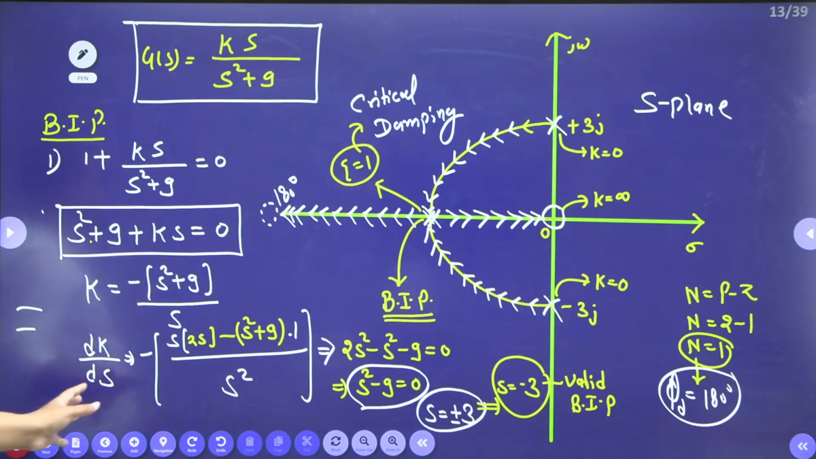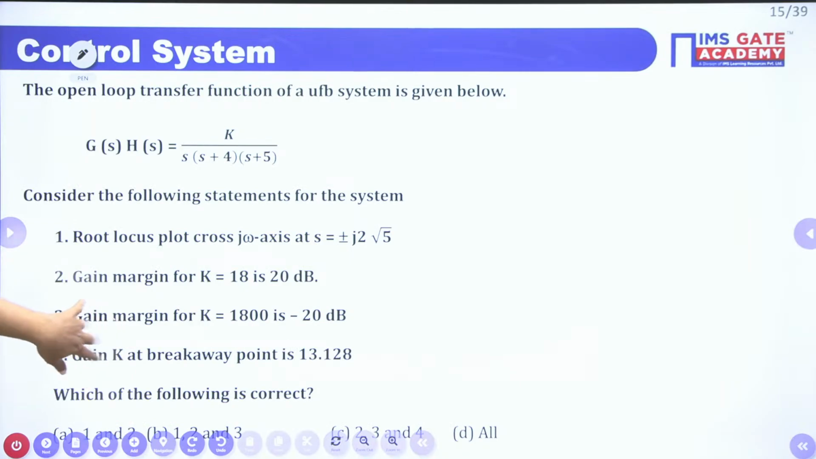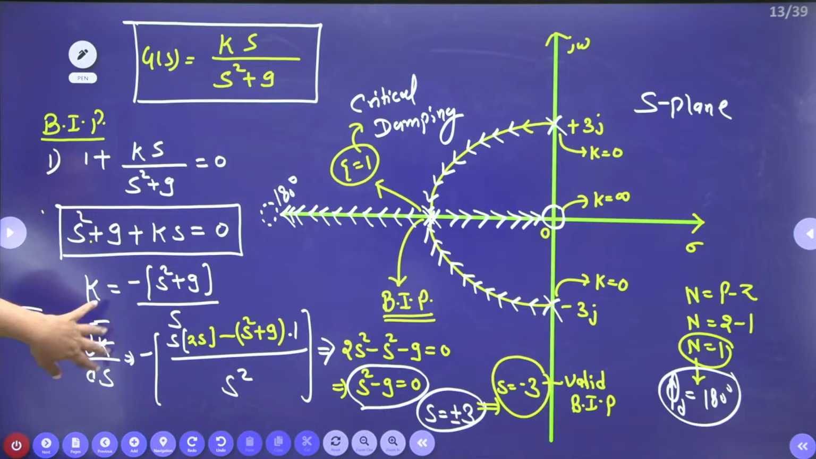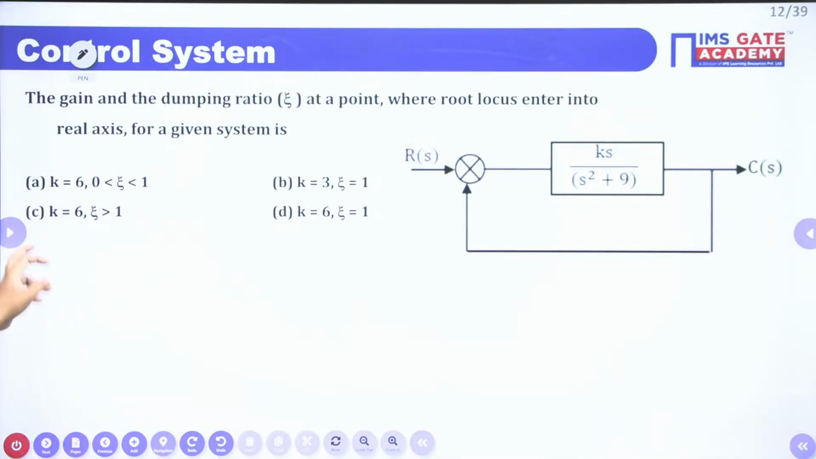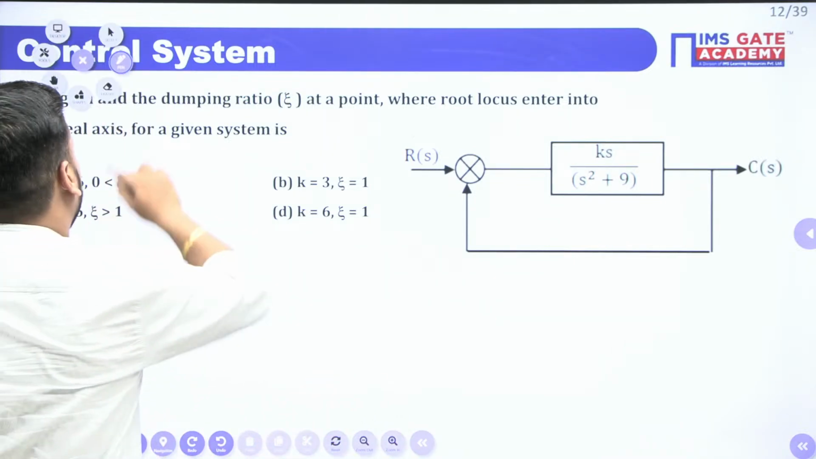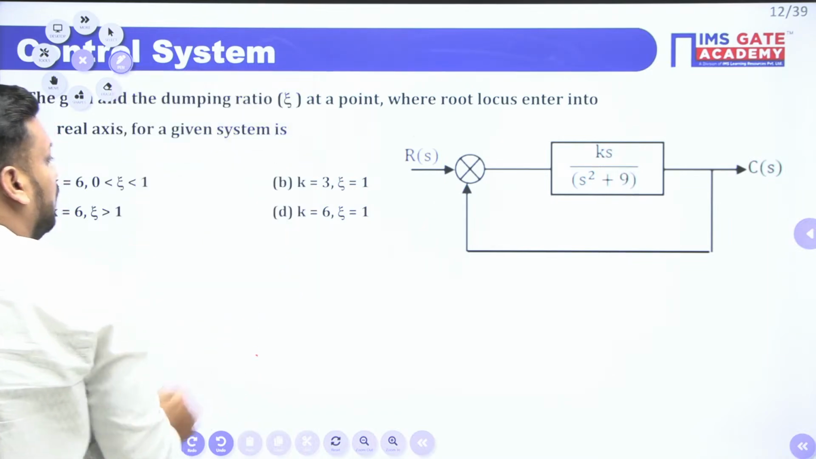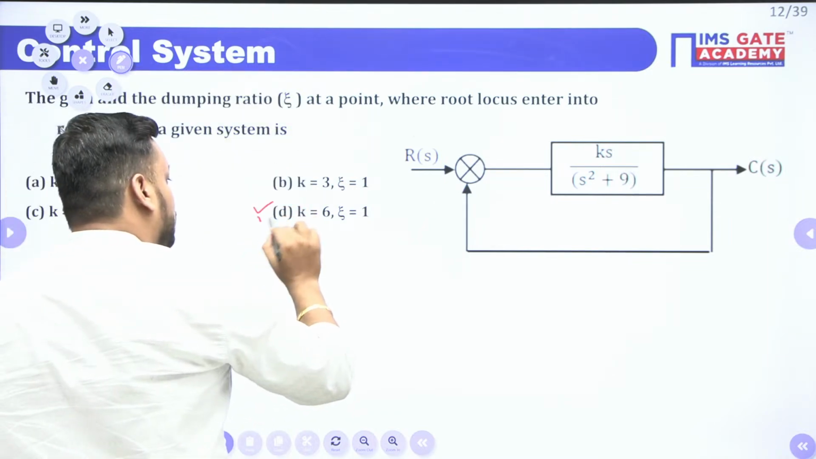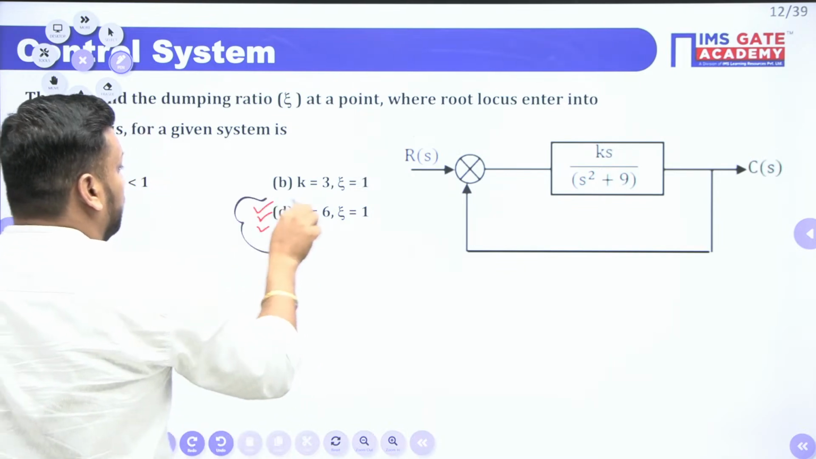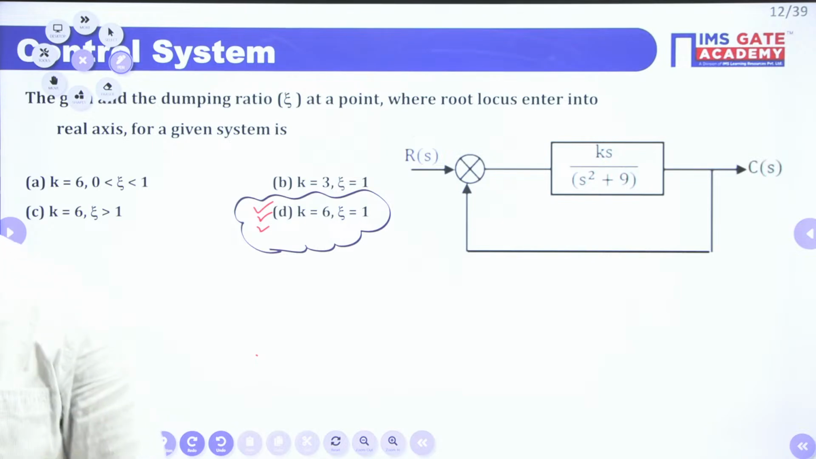Which option is correct? k equal to 1, zeta is 1? Tell me, k equal to 6 and zeta is 1. k equal to 6 and zeta is also 1. Yes, sir. So what is the correct answer for this question? All of you do reply fast. The correct answer for this question is option D, because the k value is 6 and zeta value is 1.